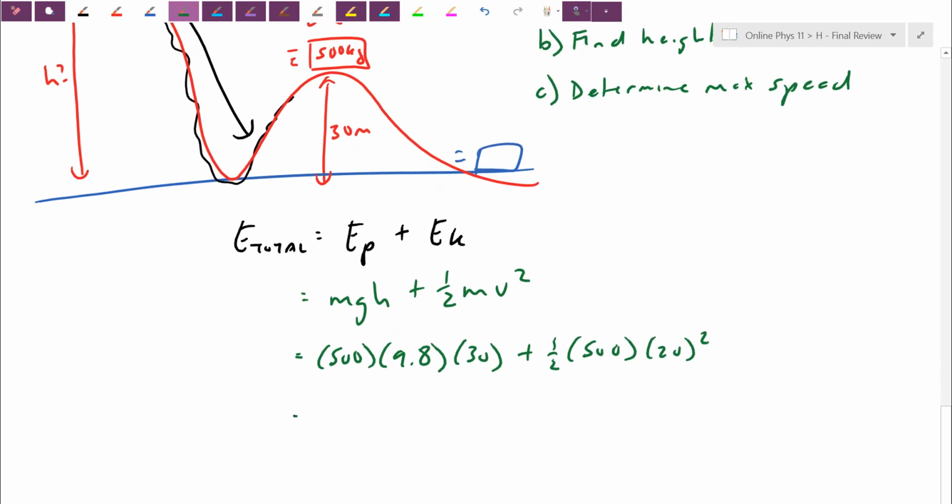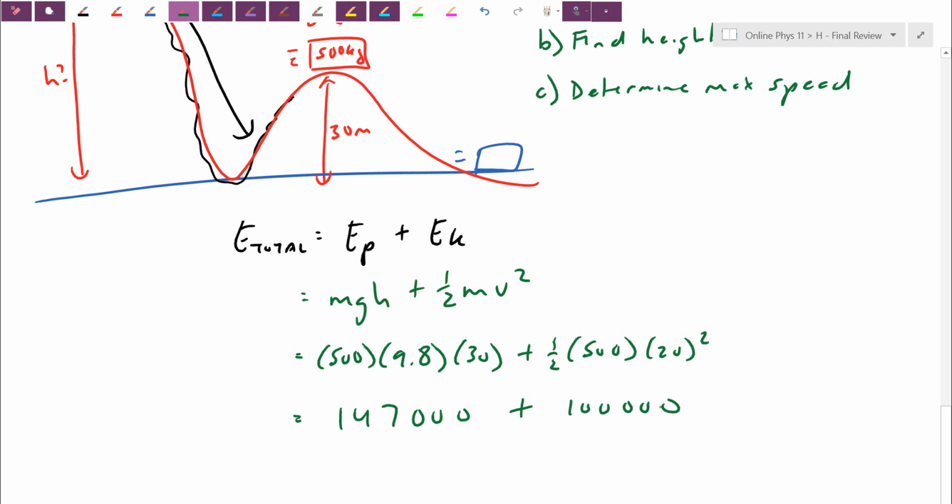I'm going to just calculate these values here separately so you know how much is in each of the accounts. First account here was 147,000. The other account, 0.5 times 500 times 20 squared, gives me another 100,000.